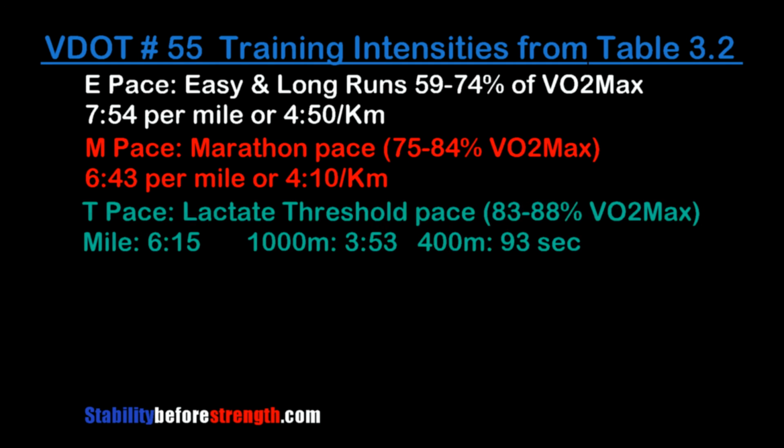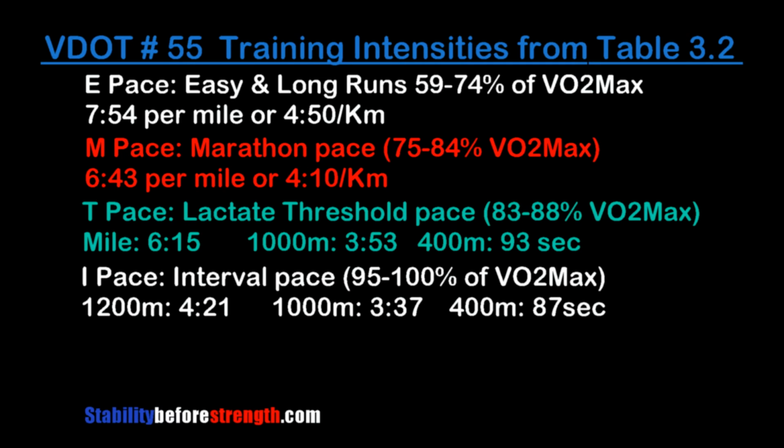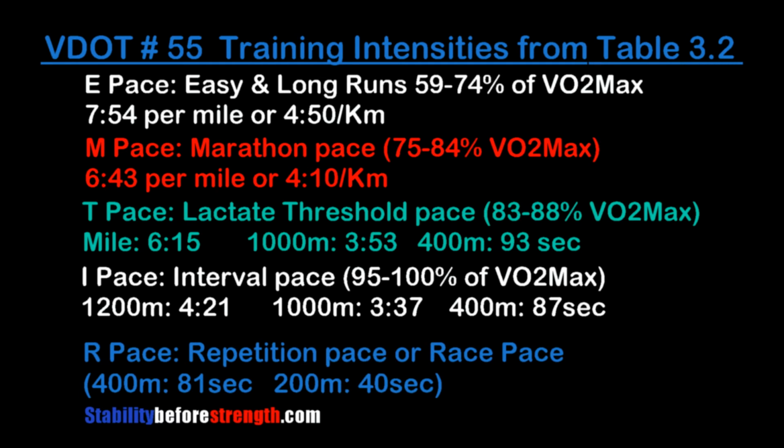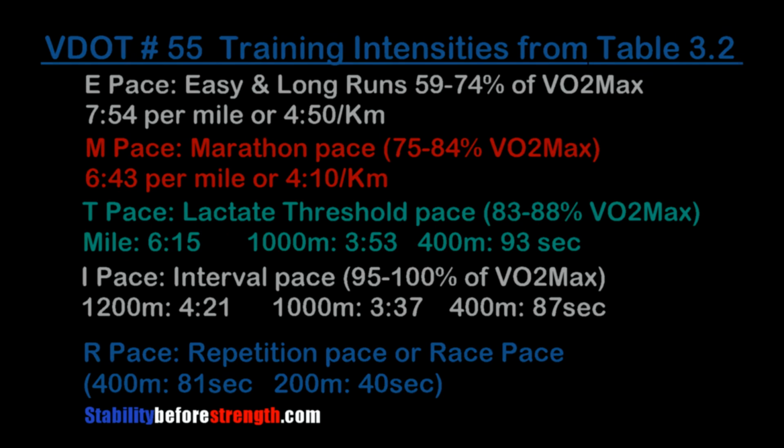Now T-pace, or lactate threshold pace, gives me a mile pace of 6:15. So as you can see, my mile time keeps getting lower and the intensity keeps getting higher. I-pace is interval pace, which is 95 to 100% of VO2 max, and now we run about less than 5 minutes. And R-pace is repetition pace. These are very specific intensities for different levels, because whenever you're training you want to develop different adaptations depending on whether you're concentrating on a marathon or shorter events like a 5,000 meters.